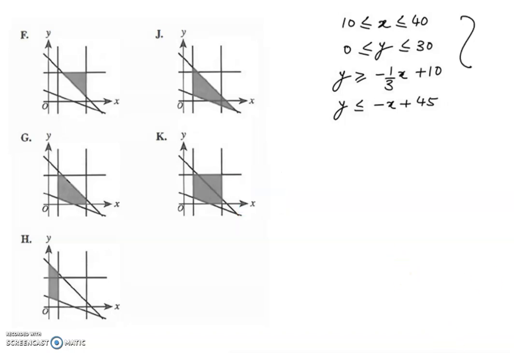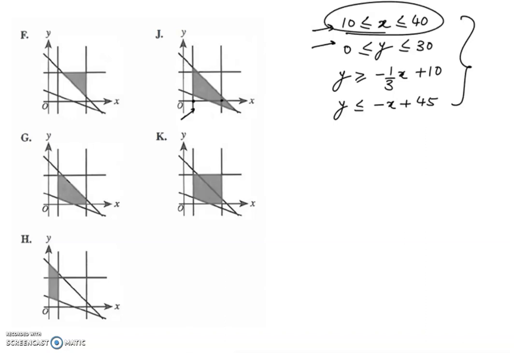So here we're given this set of inequalities, and we're asked to find in which of these graphs the shaded region represents these inequalities combined. So I'll start with the simple ones here. This means x is between 10 and 40, and you will see these vertical lines because this is at x equal to 10 roughly, and x equal to 40 here.